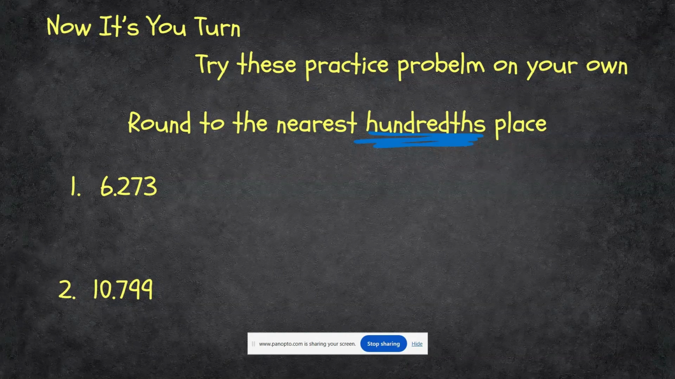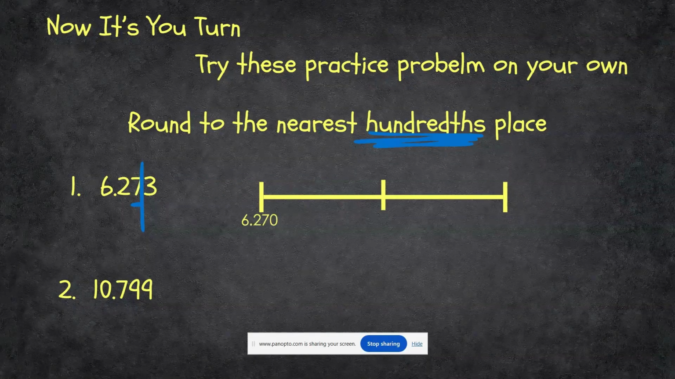All right, let's go ahead and look at this first problem. So again, the first thing you want to do is underline your rounding place and draw that vertical line. That's going to tell you what your starting point is in your number line. So your beginning point is going to be 6 and 270 thousandths. Your ending point is just going to be 100th more, which is 6 and 280 thousandths. And then the middle point is just what's in between those.